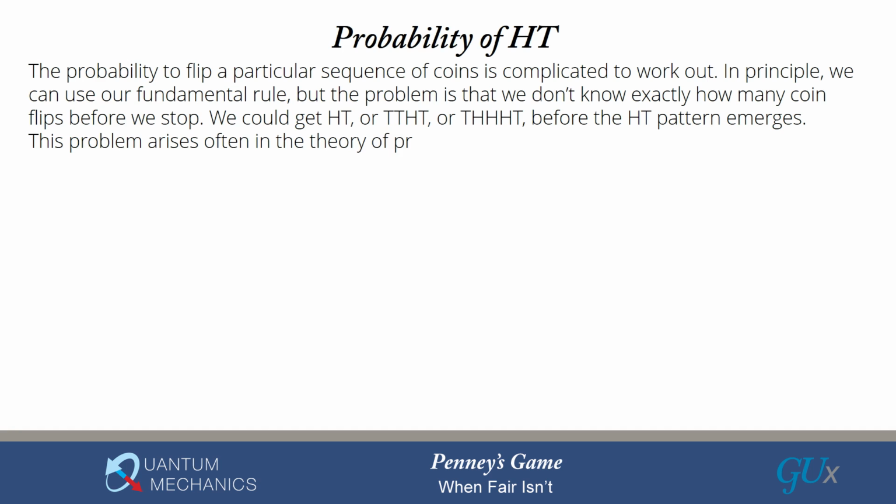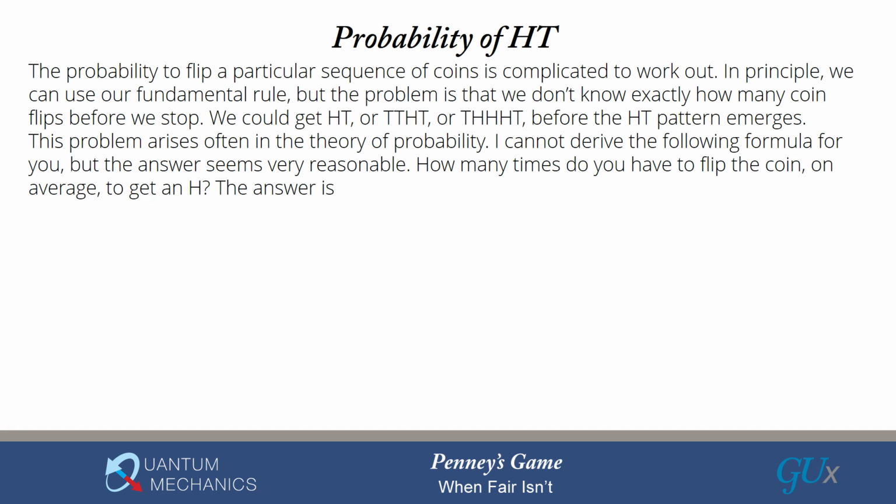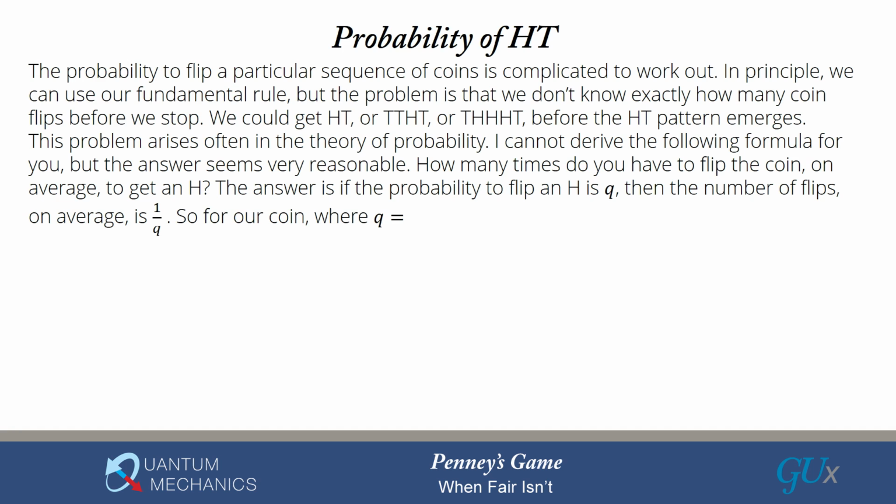This type of problem often arises in the theory of probability, and there are well worked out techniques that you use to solve it. I simply don't have the time to derive for you what the formula is for how we proceed, but I hope you will view the answer that I give you as being very reasonable. And the question is, how many times do you have to flip a coin on average to get a heads? The answer is, if the probability to flip an H is Q, then the number of flips on average is 1 over Q. And so for our coin, where Q is equal to a half, because it's a fair coin, we find on average we have to flip 2 times to get a heads. And that should be pretty reasonable.